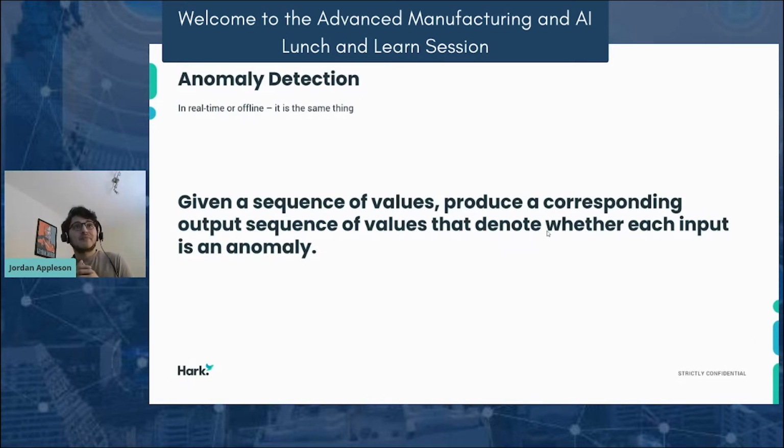Bearing in mind that we've just talked about how many different types of processes and systems there are, how do you generalize that problem? How do you apply anomaly detection to all these different systems? Because they all have different patterns, and I'll come to that in a second. So why would we want to do this? Why is it important to look at anomaly detection for preventative maintenance and predictive analytics?